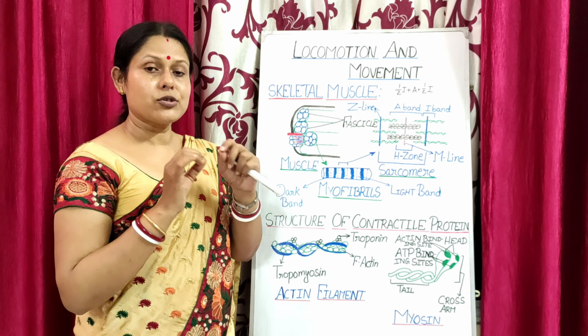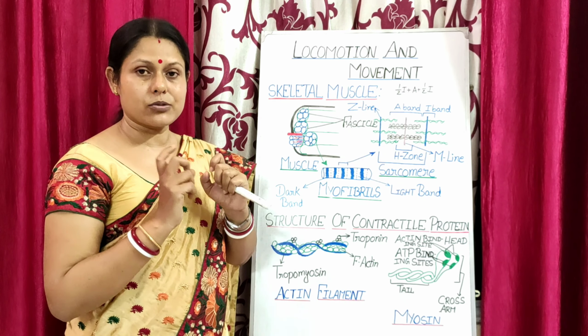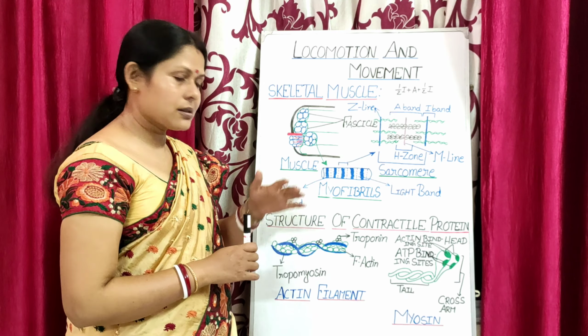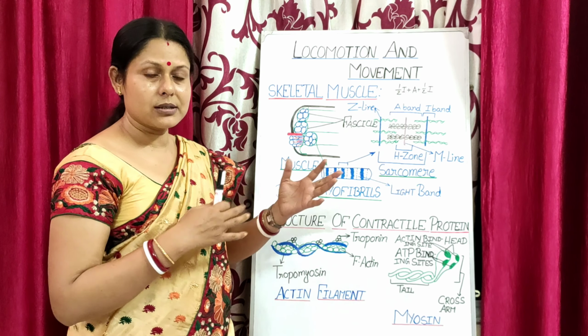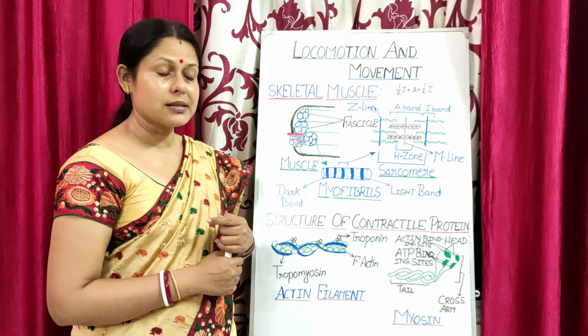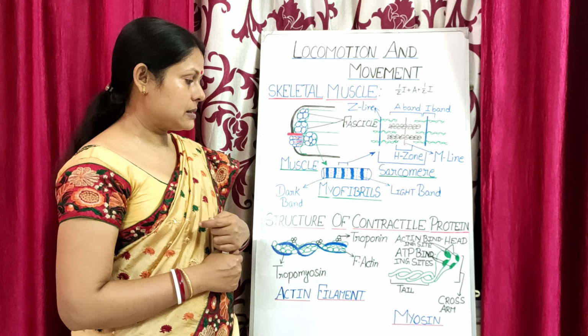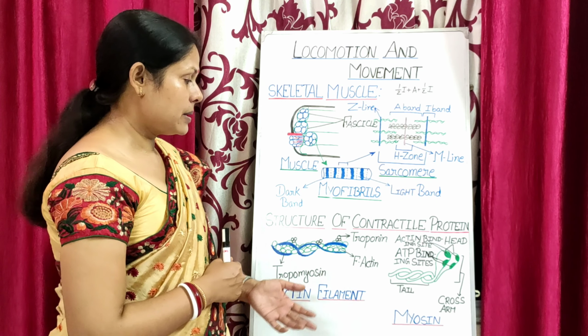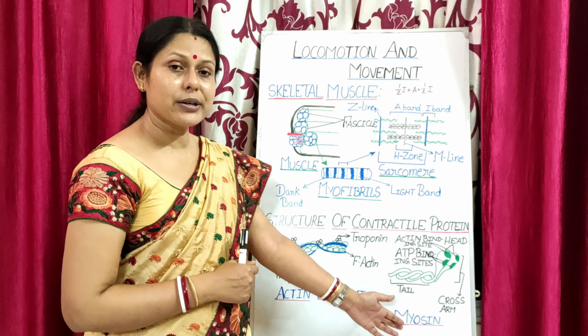That position is known as your motor plate, or the neuromuscular junction. What happens later, how the contraction and relaxation of the muscles takes place, or the working of the muscles, we will be coming to it. But let us now see about the myosin structure.